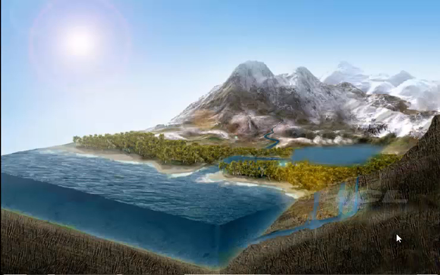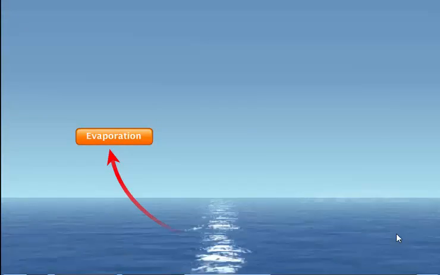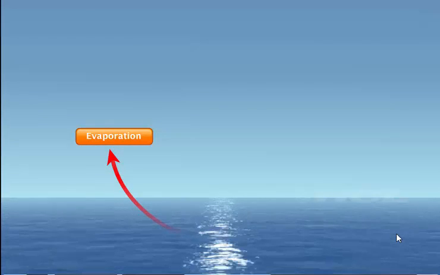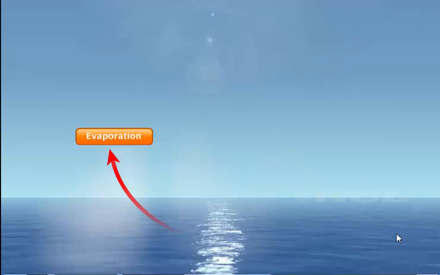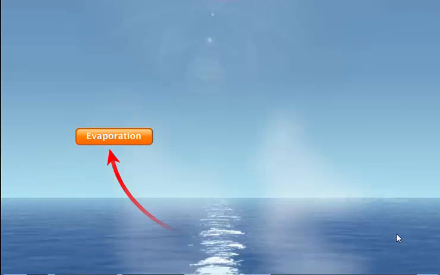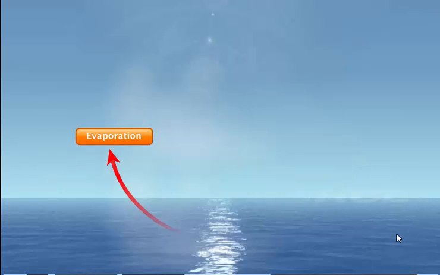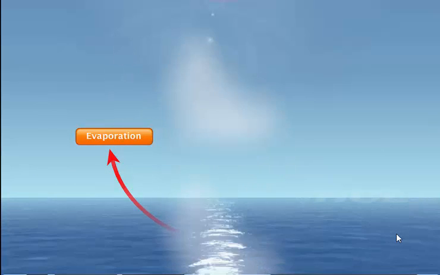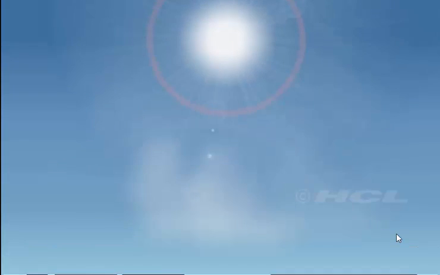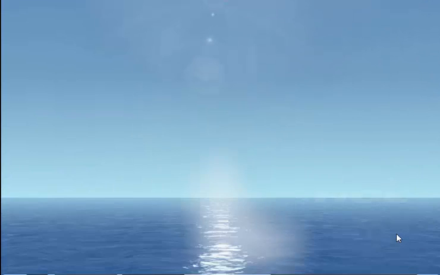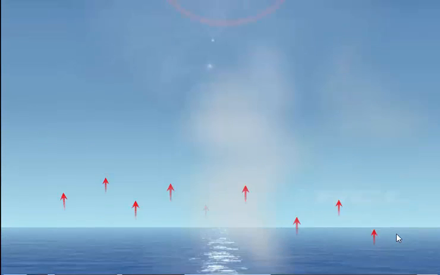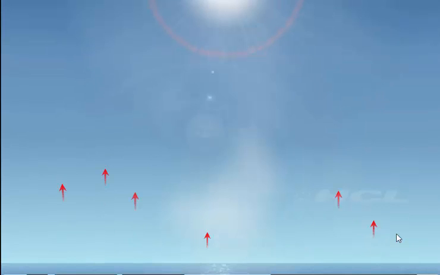The first stage in the water cycle is evaporation. In this stage, water from the Earth's surface turns into vapor and moves into the atmosphere. Let's see how this happens. During the daytime, water present in the oceans and other water bodies gets heated up. As a result, it evaporates into the air, leaving behind salts and other impurities.